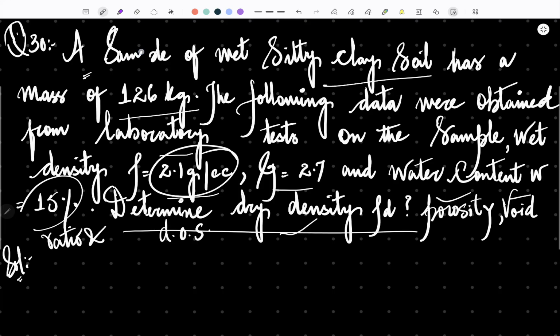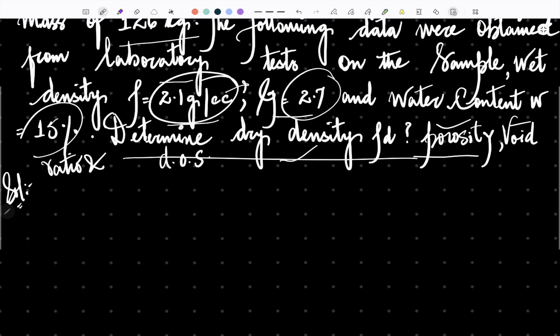Question is, a sample of wet silty clay soil has a mass of 126 kilograms. The following data were obtained from laboratory tests on the sample. Wet density has been found equivalent to 2.1 grams per cc. Specific gravity of soil solids we have to take as 2.7, and the water content is 15%. We have to determine the dry density, porosity, void ratio, and degree of saturation. So let's get started.